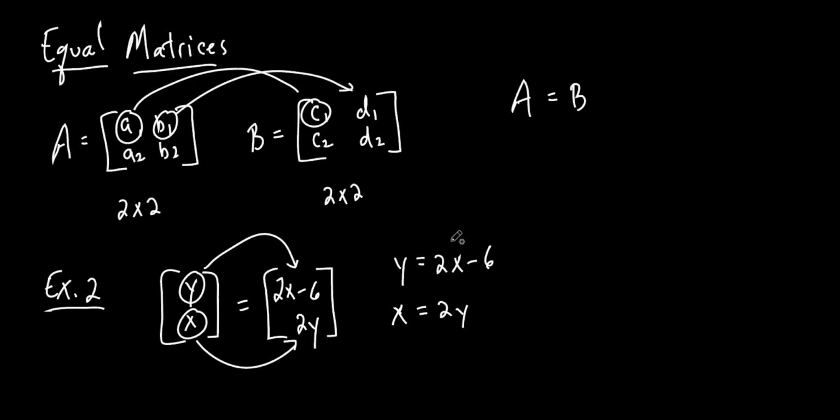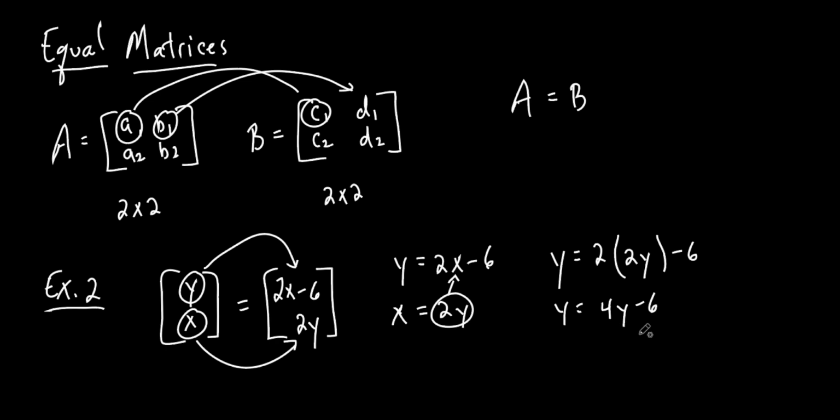So x is equal to 2y. What I would do is take that, plug it in right there for that x. So y is equal to 2 times x, but x is 2y. All right, so y equals 4y minus 6.